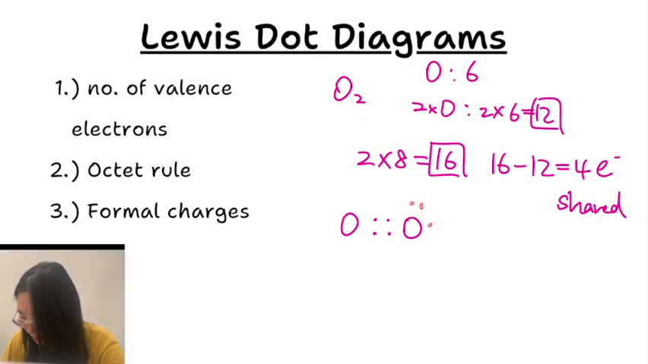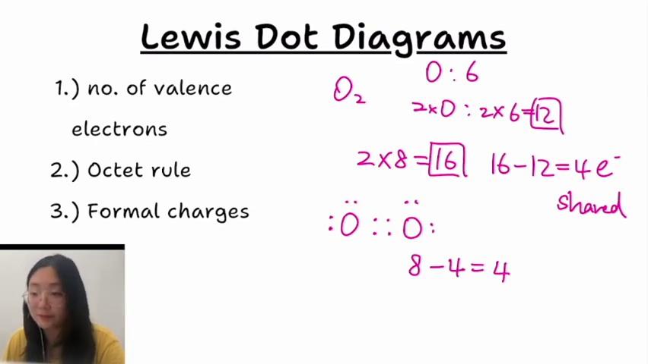Then what about the lone pair electrons of the oxygen? Each oxygen has 6 valence electrons. So 6 minus the number of electrons shared, which is 4, that will be 2. For each oxygen to achieve the full octet state, they have to eventually get to have 8 valence electrons. So 8 minus the number of bonding electrons, 4, is equal to 4. This means the oxygen has 4 lone pair electrons, and this is a symmetric structure, so the oxygen on the left side also carries 4 lone pair electrons.